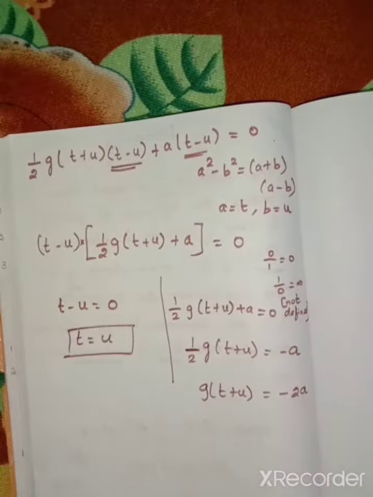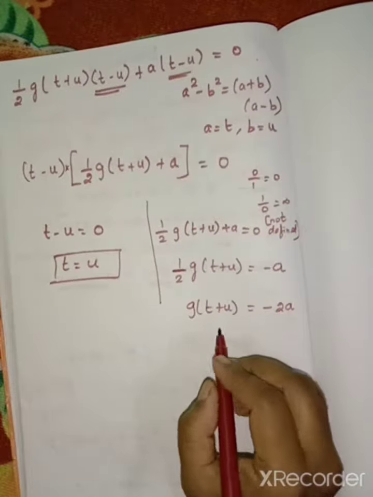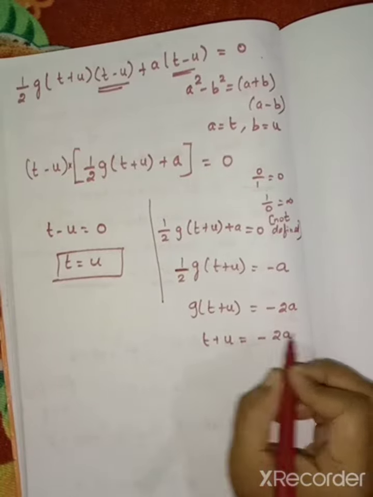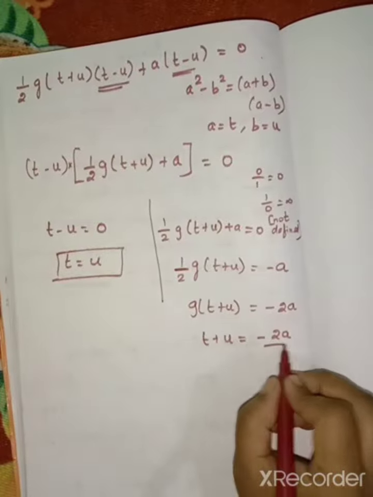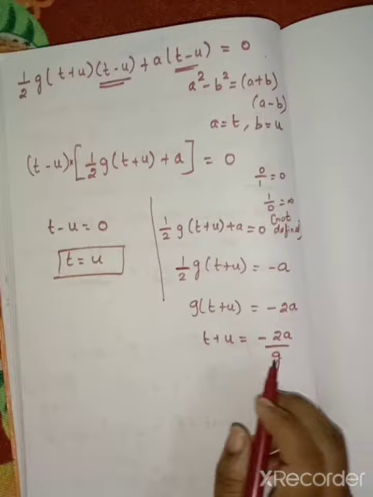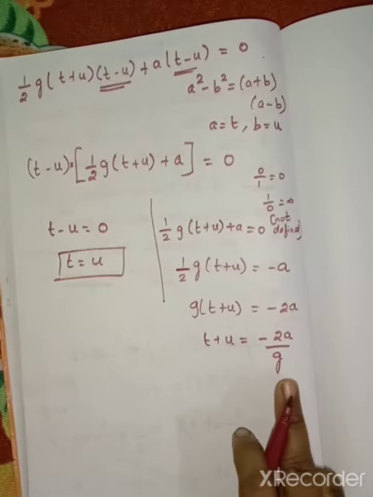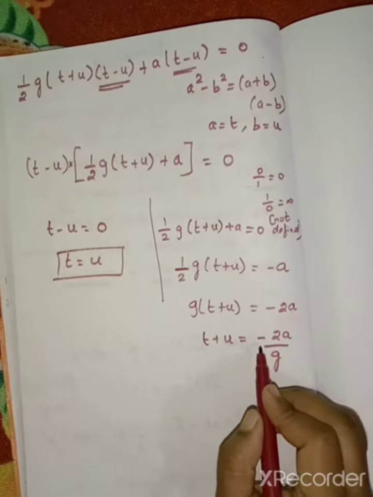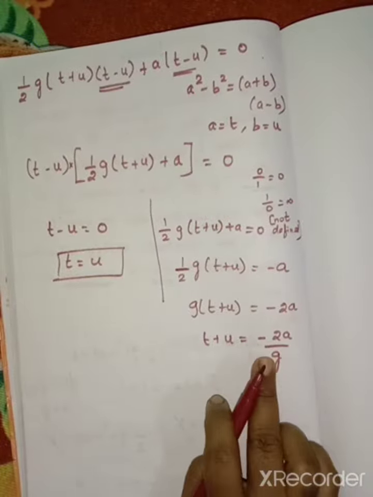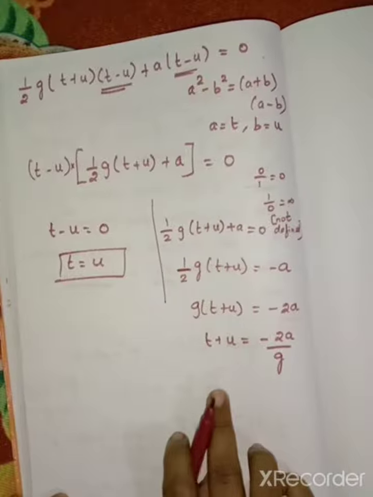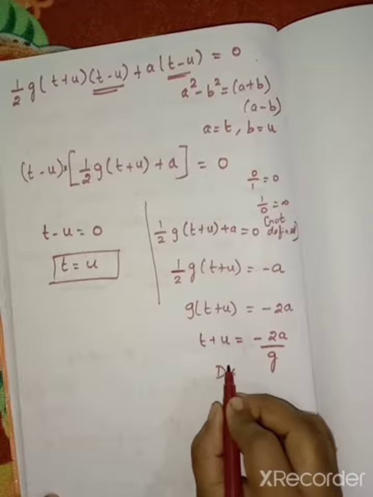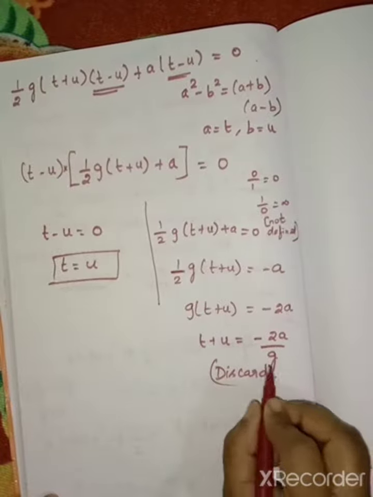By 1 we get the same value. We want t minus u, so t minus u equals minus 2a divided by g. Already I have said g is the acceleration due to gravity. For that acceleration, it is in positive sign alone. If it is negative, it is not acceptable. So you have to omit this value; this is discarded from the assumption.